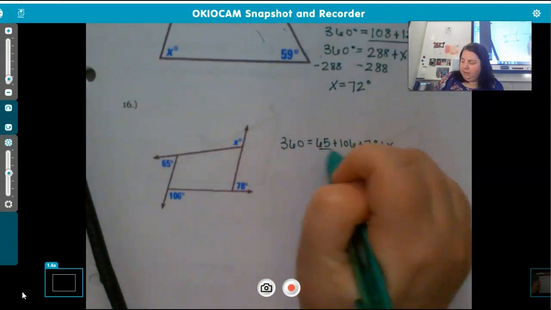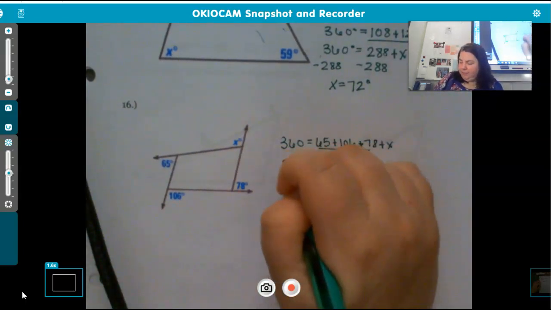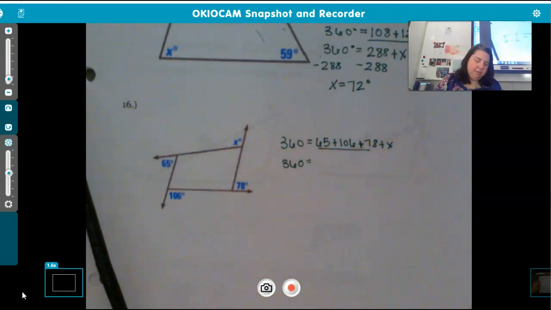So then let's figure out what these are. Add those 3 numbers together, tell me what you get. Put it in your calculator. What do you get? You with your head on your desk. Put it in your calculator.